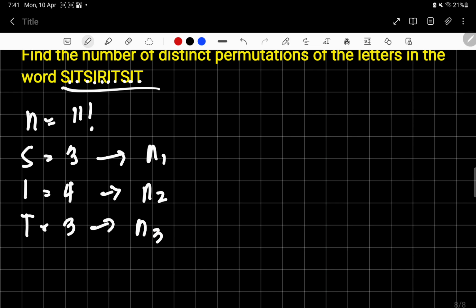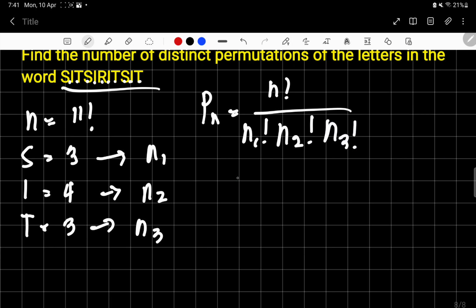Meron pa ba? So I think that's enough. Or yung R, iisa lang naman siya. So we don't have to put that anymore. So the formula for the distinct permutation, that is n factorial over n sub 1 factorial times n sub 2 factorial times n sub 3 factorial. And just input our given. So you have 11 factorial over 3 factorial times 4 factorial times 3 factorial.